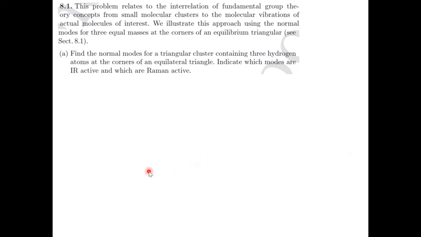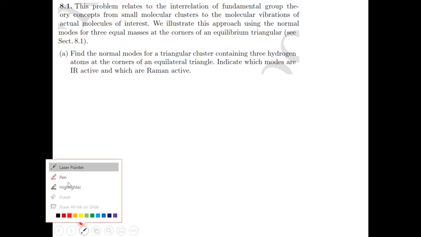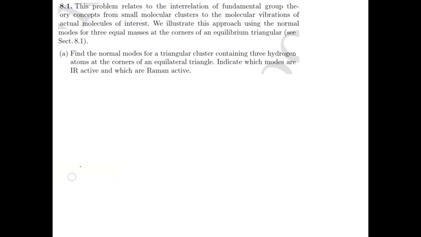All right. Let's finish this lecture by doing another example, which is one of the problems in our textbook, problem 8.1. And this problem, as you can see here, is first of all find the normal modes of a triangular cluster containing three hydrogen atoms in the corner of an equilateral triangle. So this is the system we have. Suppose this is an equilateral triangle in which I have three hydrogen atoms. I can label them 1, 2, 3. And this is a hypothetical system, okay?